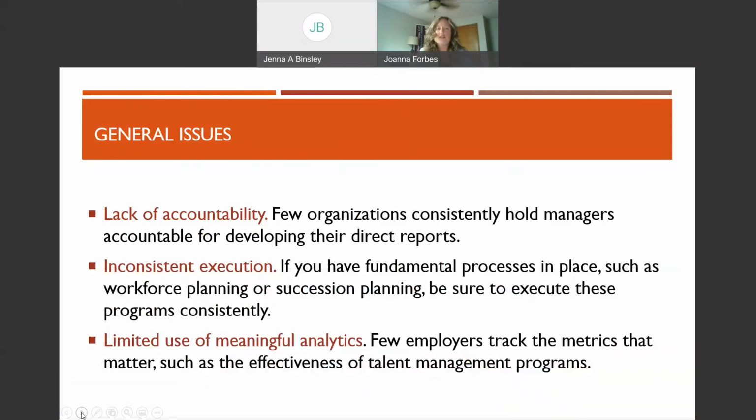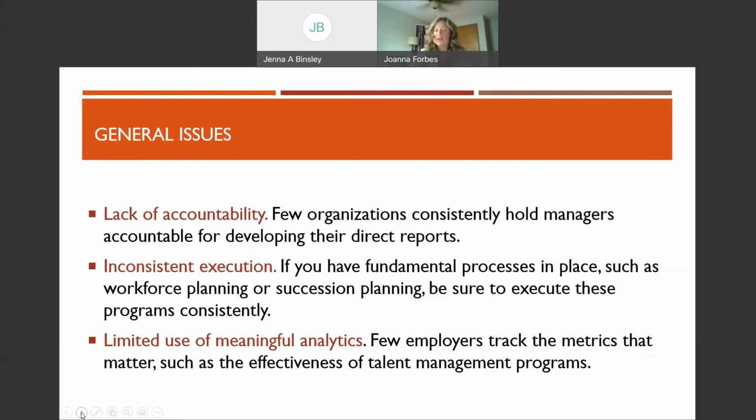So some general issues that we see is definitely lack of accountability. So you want to make sure, again, all of the stakeholders that I have mentioned over the last half hour, that everybody is on board. And because of that, we sometimes lead into inconsistent execution. If you took the time to get these fundamental processes in place, or to purchase some sort of learning management system or partner with one, or to roll out a workforce plan or succession plan, you want to make sure that you're using it consistently for everyone and for all of your developmental opportunities.